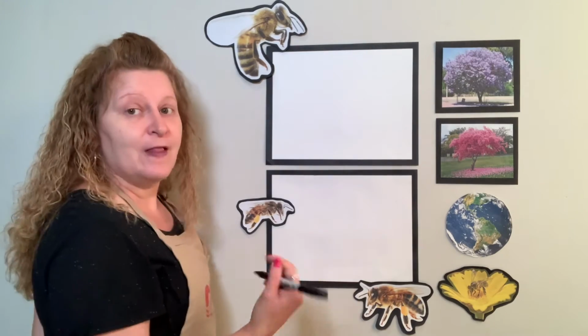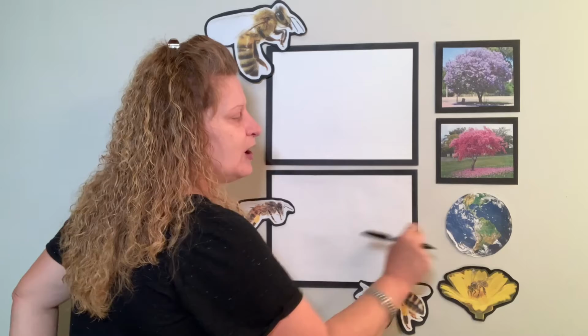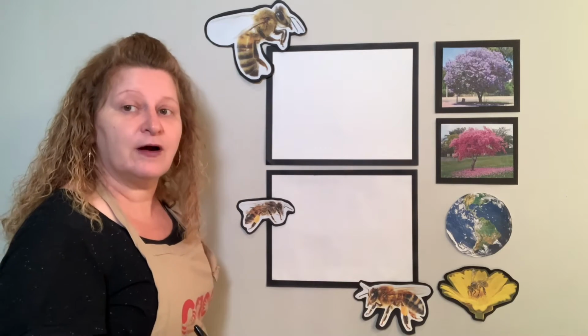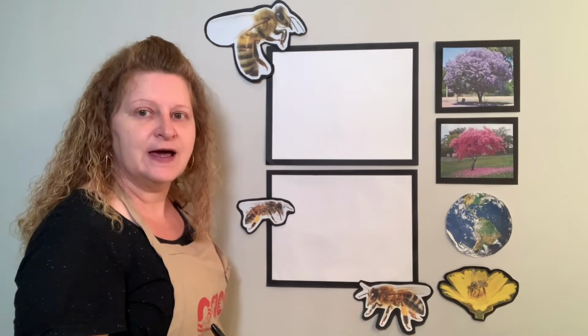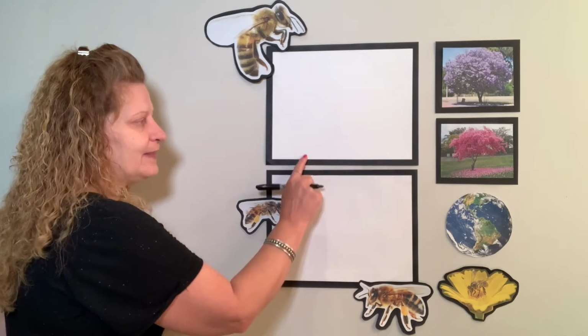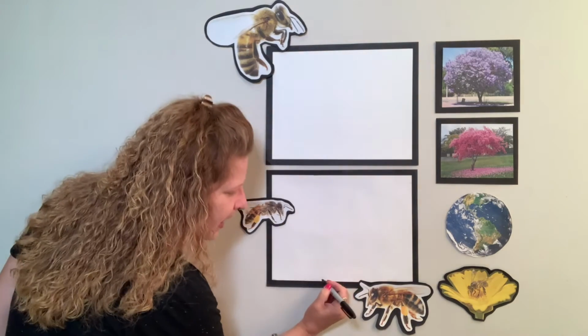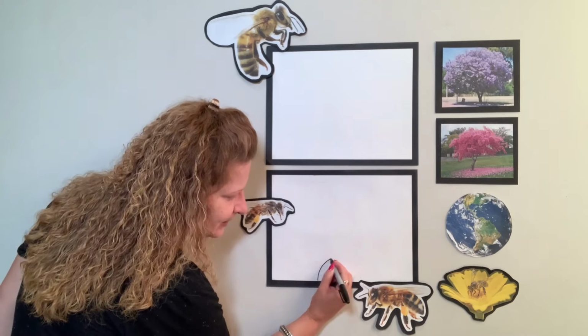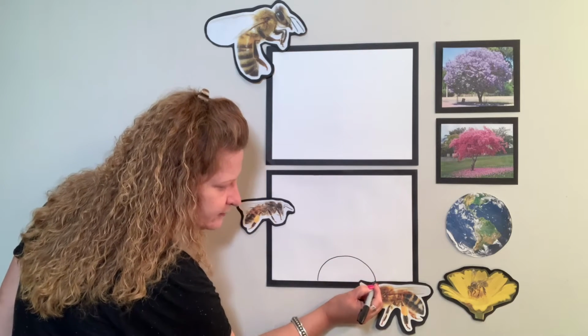All right, so the first thing that we're going to do is we want to draw part of our Earth. Now, Earth is the place in which we live. It is the planet in which we live. And so, at the very bottom of my paper, I'm going to start about right here, and I'm going to draw just part of my Earth.